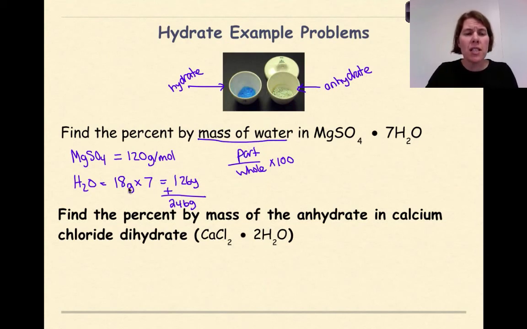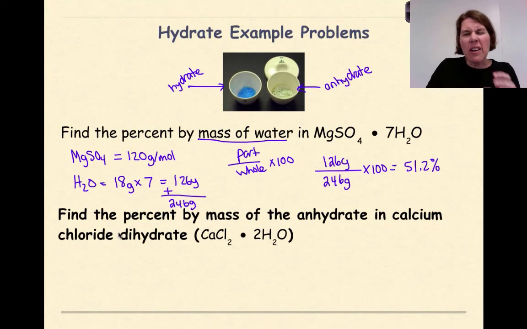So I look at this and I say, well, the total mass of my water is 126, so 126 grams on top. The mass of the total is 246. That is going to go on the bottom times 100. The percent by mass of water for this particular hydrate is 51.2%.